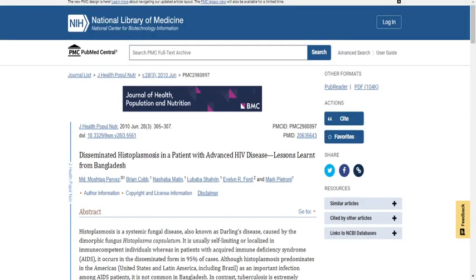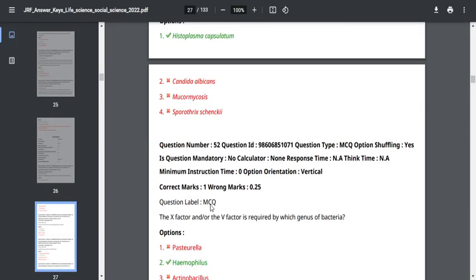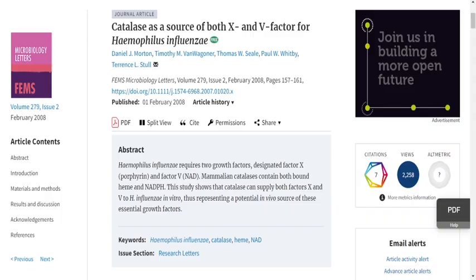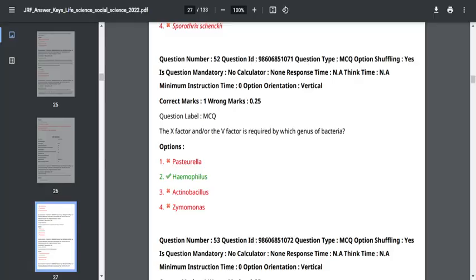Okay. So the next question is with regard to X and V factors: required by which genus of bacteria? It is required by the Haemophilus genus, friends, and Haemophilus influenzae generally requires two growth factors. One is called X factor, and the name is porphyrin, and another factor is called V factor, which is NAD. Okay, generally the X and V test is a bacterial test employed in the microbiology field in order to determine Haemophilus influenzae differentiation.